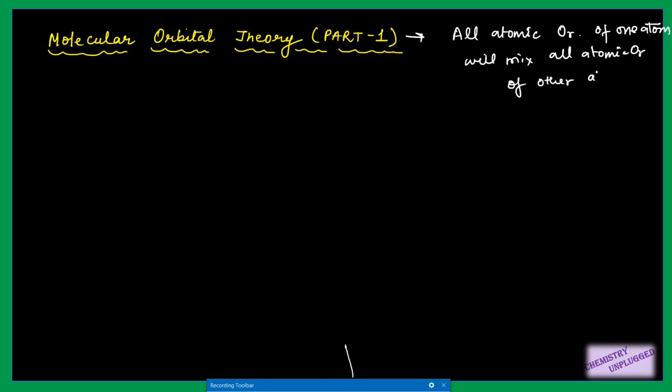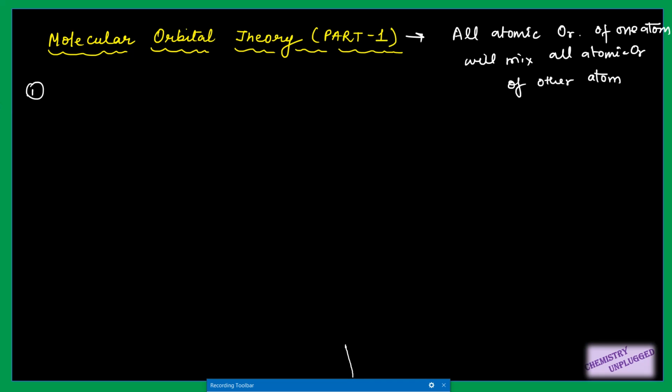This is a very important point, because in valence bond theory, only the valence atomic orbitals, the valence electrons, participate in bond formation. But in molecular orbital theory, all the atomic orbitals of one atom will mix with all the atomic orbitals of the other atom. This point is very important.